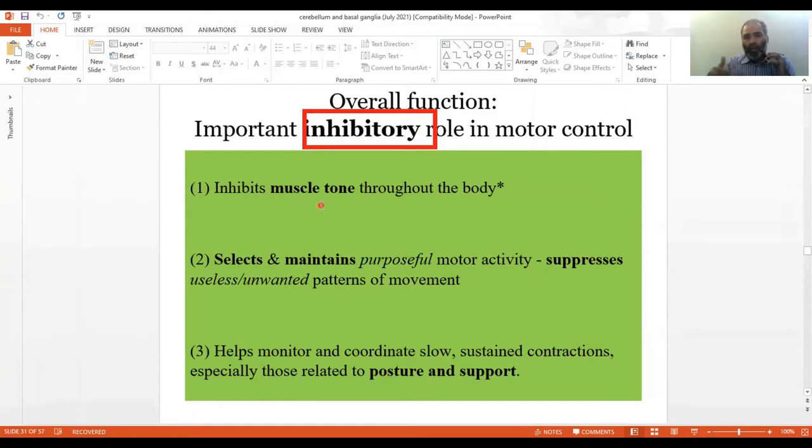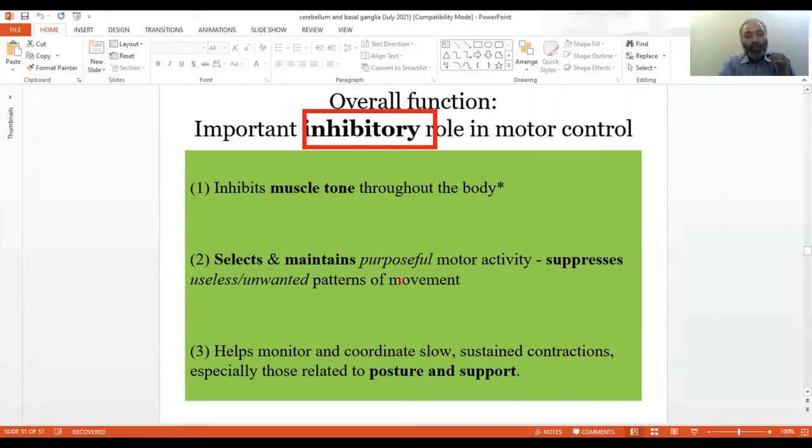And remember, as I go along the normal function of the basal ganglia, you should automatically think in the clinical sense that, okay, hold on. If it inhibits the muscle tone throughout the body, what happens when it's not working? Yeah, it would increase the muscle tone. So people with Parkinson's have very high muscle tone because the inhibitor is switched off, right?